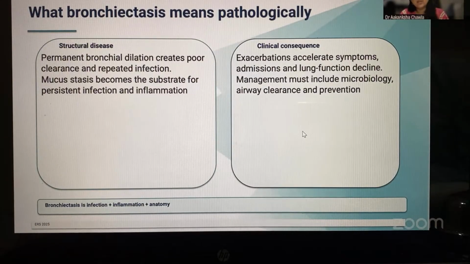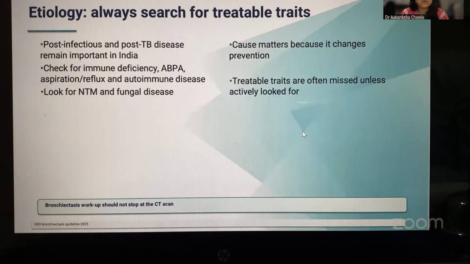You always have to remember the importance of airway clearance and prevention. They go hand in hand when you're managing a patient of bronchiectasis. For the etiology of bronchiectasis, post-infectious and post-TB bronchiectasis is very common in India. You must always remember to check for the immune deficiency, possibility of ABPA, any risk of aspiration or reflux, any autoimmune disease, any possibility of NTM or fungal disease.